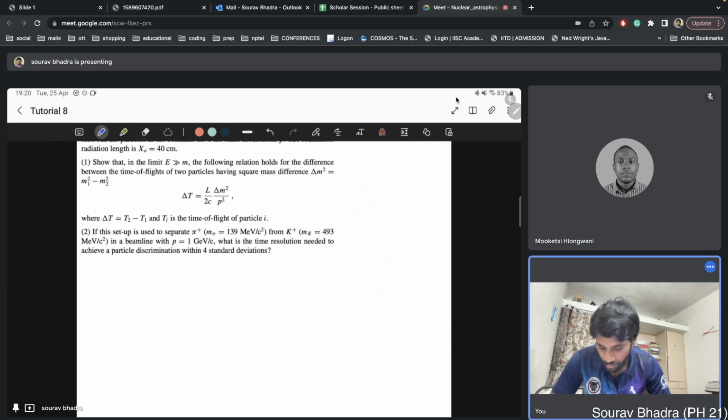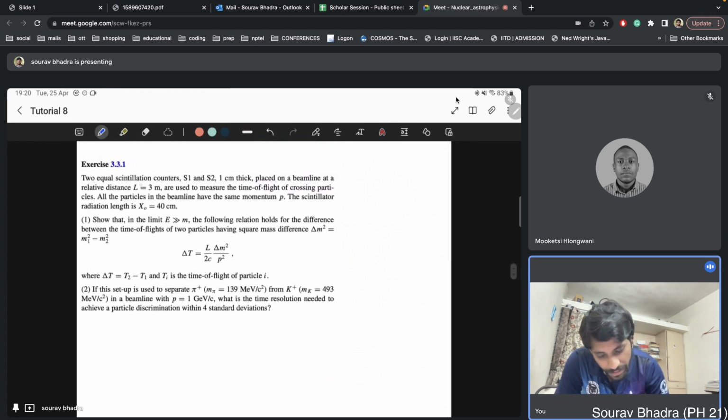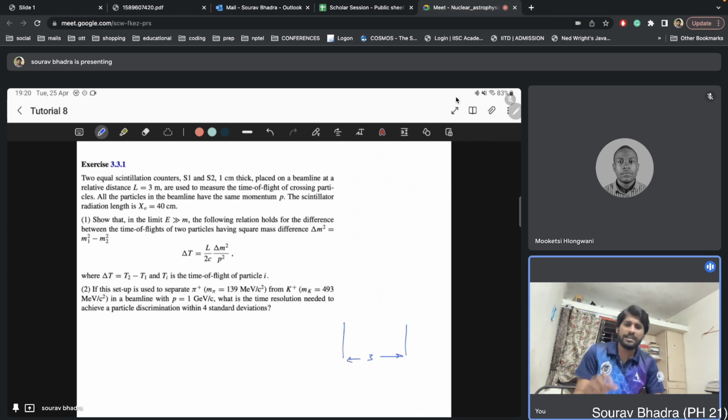Okay, so let us go through what type of problem is given. Two equal scintillation counters S1 and S2, 1 centimeter thick, placed on a beam line at a relative distance of 3 meter, as I told you, are used to measure. I have taken some part of this problem because there were actually 4 questions, though you can see only questions 1 and 2 here. I don't find the third and fourth one relevant to this course, that's why I have not taken them. So it may appear to you that there is much more information in the problem, but that information is to solve the 3rd and 4th parts. Just consider the part which is required for our course.